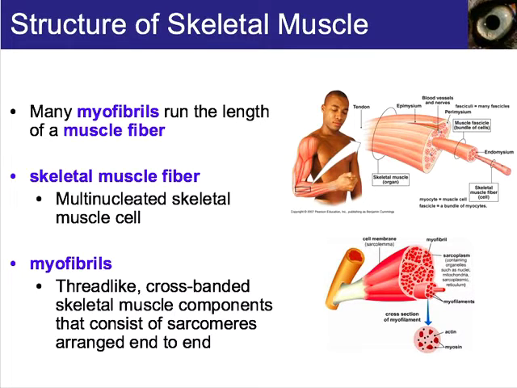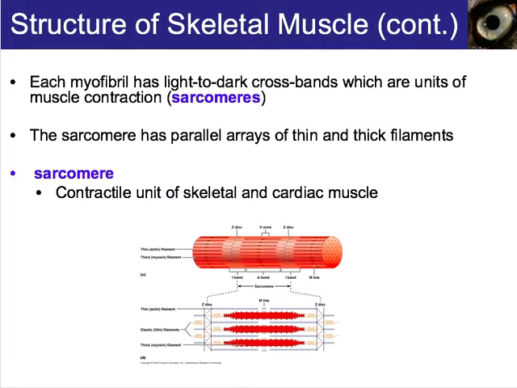Many myofibrils run the length of a muscle fiber. A skeletal muscle fiber is a multinucleated skeletal muscle cell, and myofibrils are thread-like, cross-banded skeletal muscle components that consist of sarcomeres arranged end to end. Each myofibril has light and dark crossbands, which are units of contraction called sarcomeres.